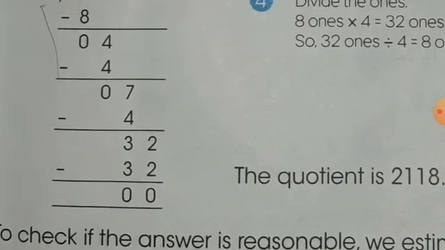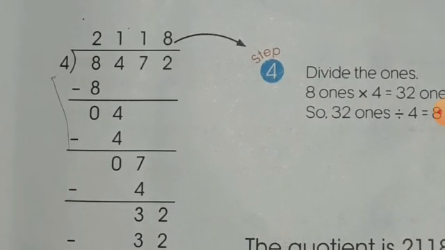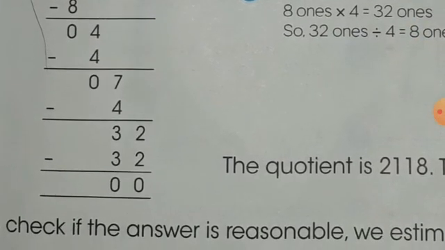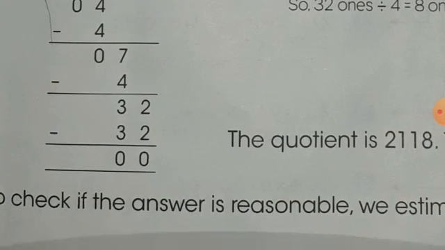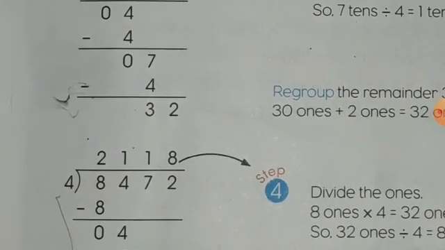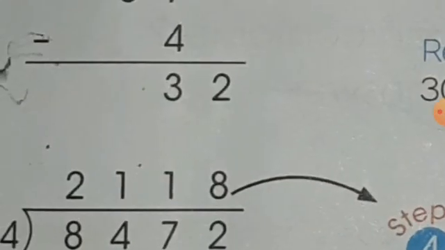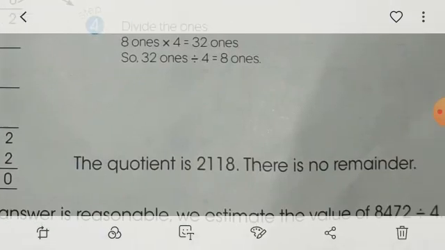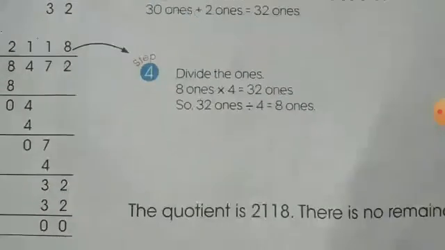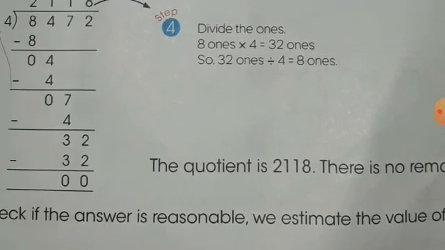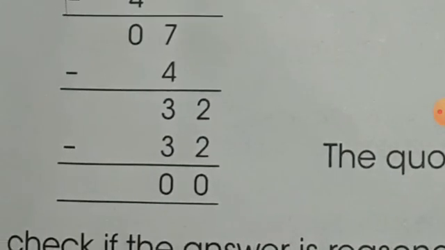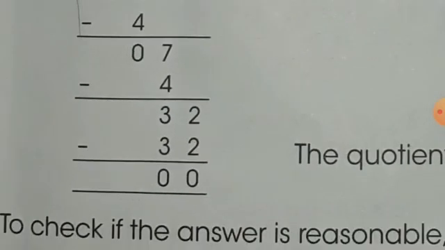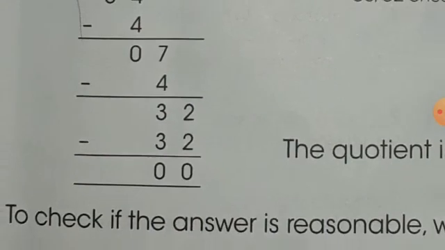3 2, that will be 32. 4 8s are 32. 32 minus 32, 0. And here this number is called the quotient. The quotient is 2118. There is no remainder. Here you can see no number is remaining for division.